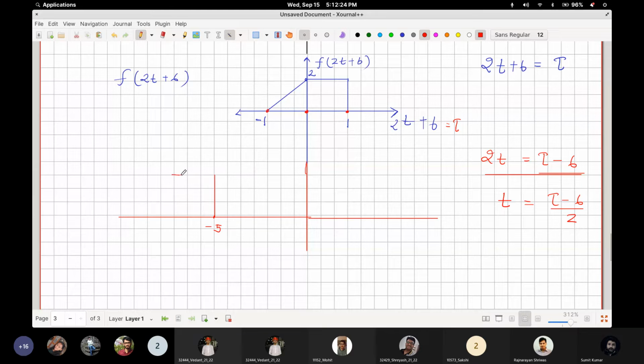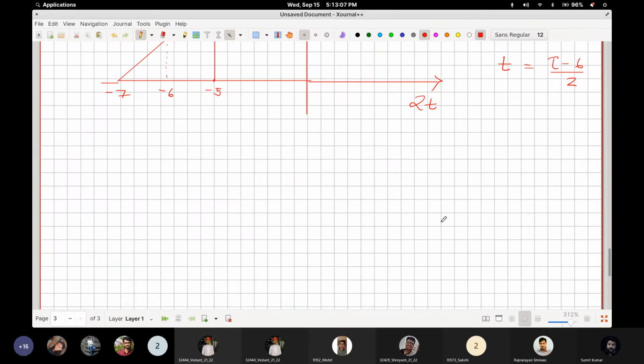After that it will be constant 2 for some time, and then it's going to be here. So this point here is going to be 0 minus 6, so minus 6, and this is minus 1 minus 6, that is equal to minus 7. And now this function is f of 2t plus 6 only, but this line is no longer 2t plus 6. This line is 2t now.